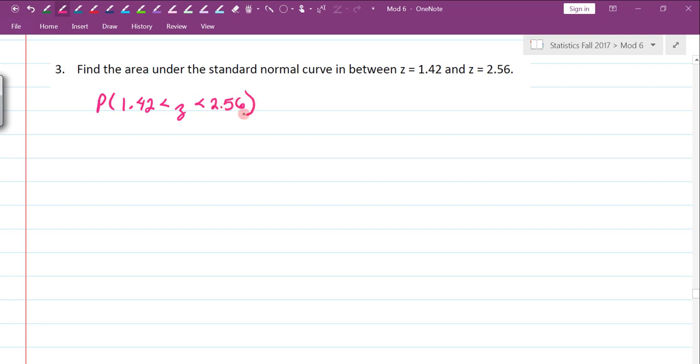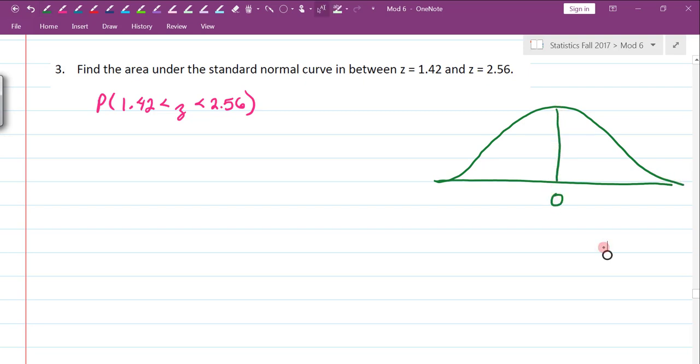Now let's draw a picture to represent this. Again, we've already solved all these, so this is a little bit of a review. If you're still struggling though, hang on. Okay, we draw a standard normal. We're now going to put our lower bound in first. It's a positive 1.42, which tells me I go to the right of my mean, and it's going to be 1.42. Now my other boundary is positive 2.56.